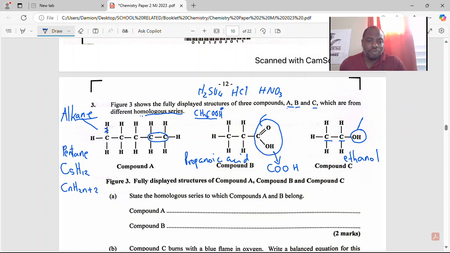It says state the homologous series to which A and B belong. So A would have been belonging to the alkanes, and we know why. B would have been belonging to, we call them in some books, you'll see the term carboxylic acids or alkanoic acids, organic acids. Yeah? So those are the homologous series.